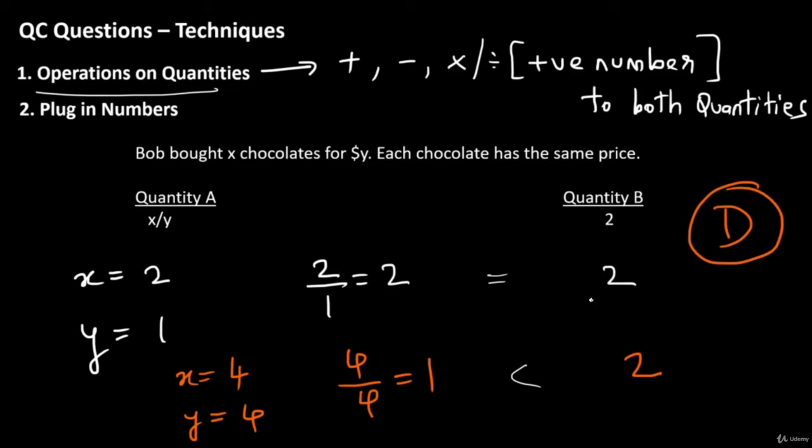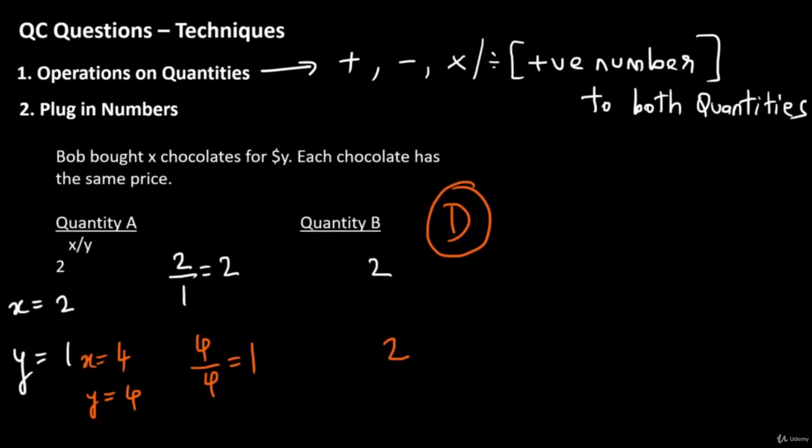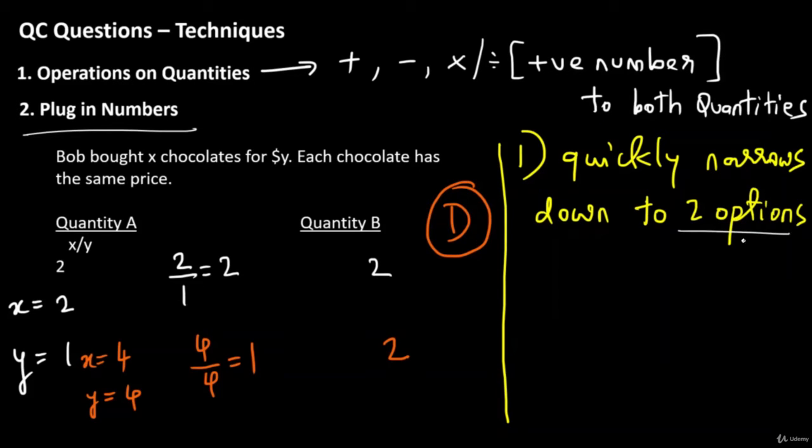Alright, now using this question, let's try to analyze this method in a better way. Alright, so let me make some space over here. Now a very useful thing about plugging in numbers is that quickly you narrow down to two options, right? For example, what do I mean with that? Now we substituted over here X is equal to 2 and Y is equal to 1, and we got that A is equal to B, right? We got the two quantities as equal.